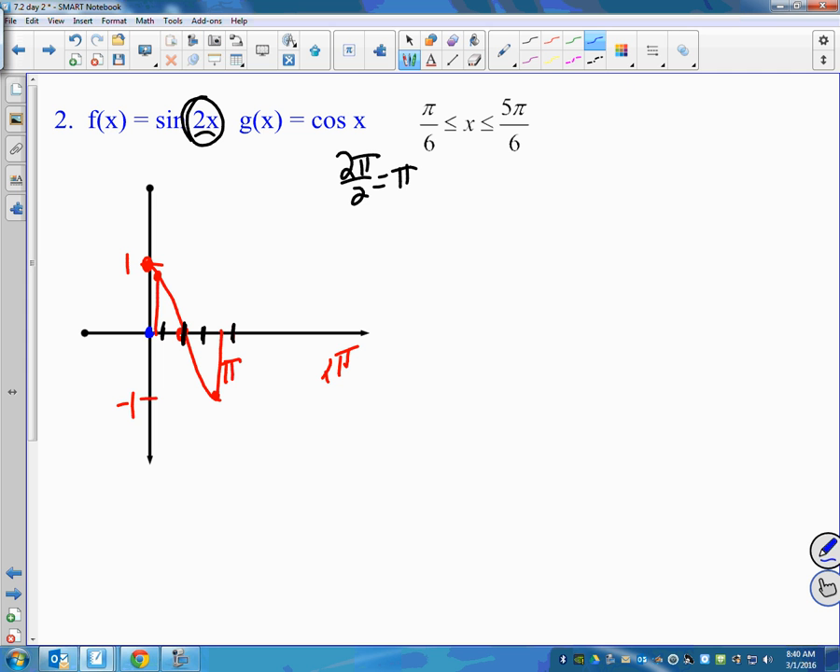Sine starts at 0, goes up to 1, down to 0, down to -1.